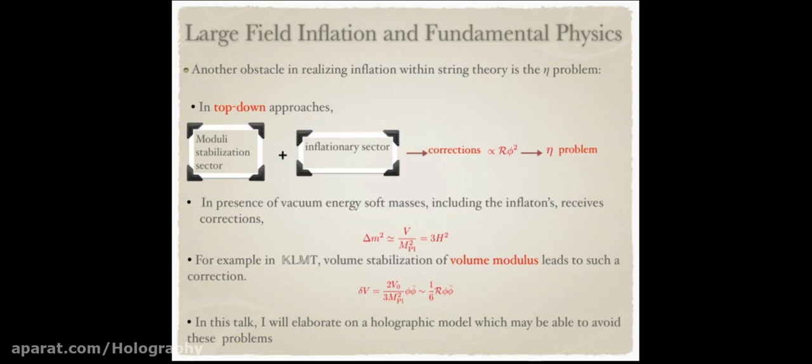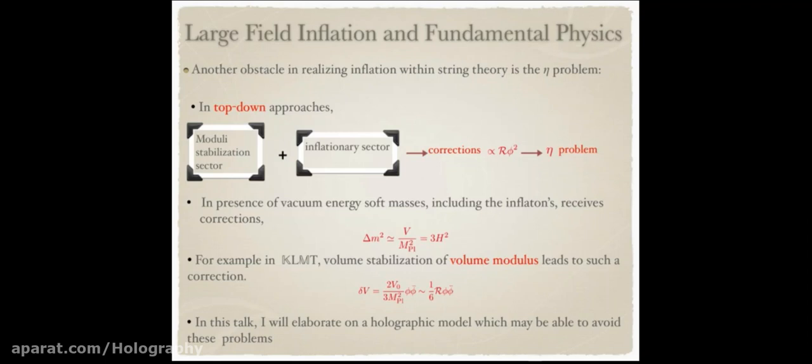This can be understood as follows: in the presence of vacuum energy, soft masses, including the inflaton's, receive corrections proportional to V, the vacuum energy over M Planck squared, and thus they receive corrections of order H squared. For example, in the KKLMMP model, stabilization of the volume modulus leads to this correction that produces the eta problem. So you have to do fine tuning to get rid of this problem.